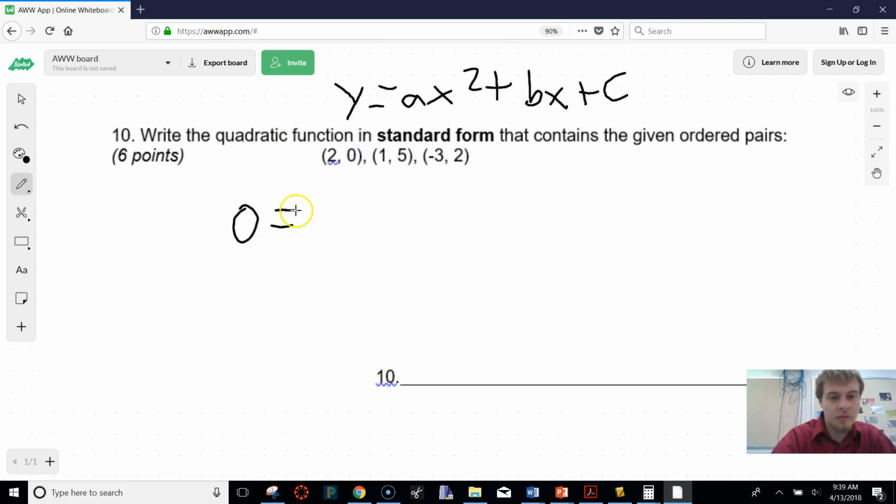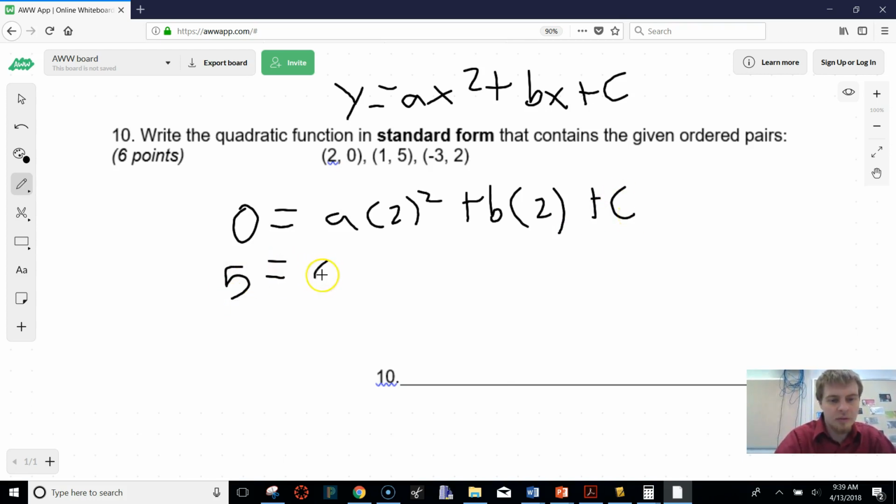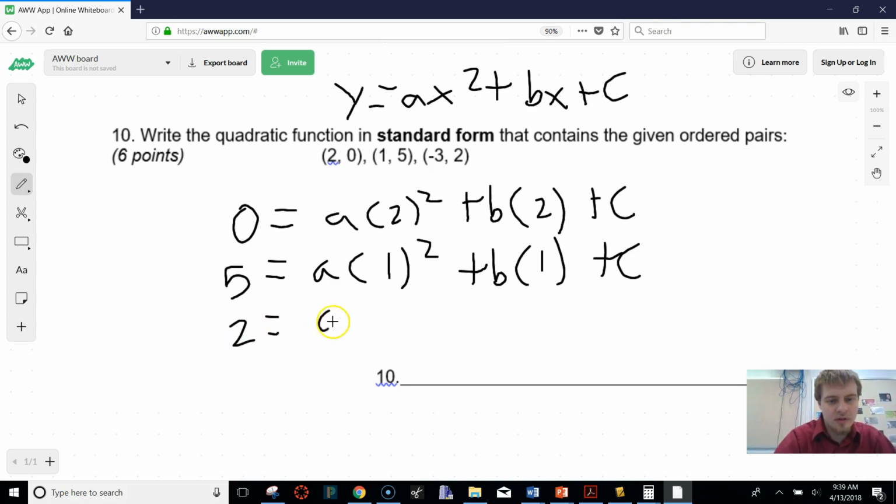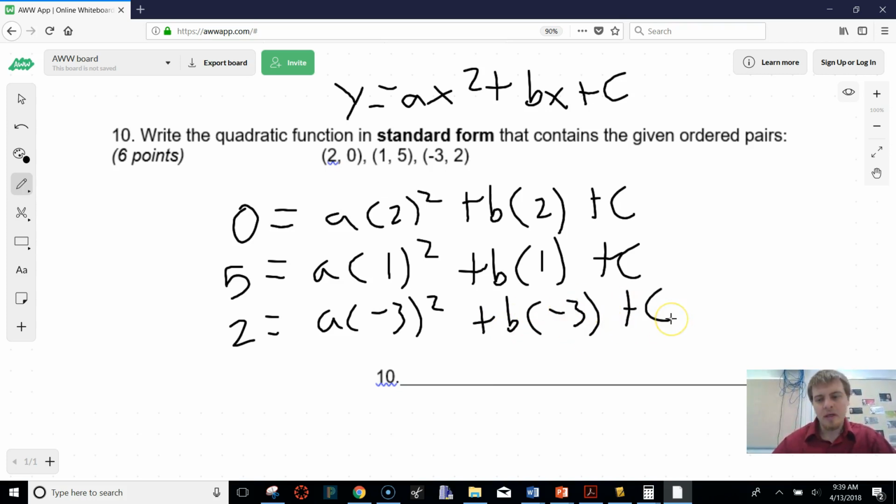So I could say 0 equals a times 2 squared plus b times 2 plus c. Oh, for my second one, 5 equals a times 1 squared plus b times 1 plus c. Oh, for this last one, 2 equals a times negative 3 squared plus b times negative 3 plus c. And this is the system that will find the quadratic equation for this problem.